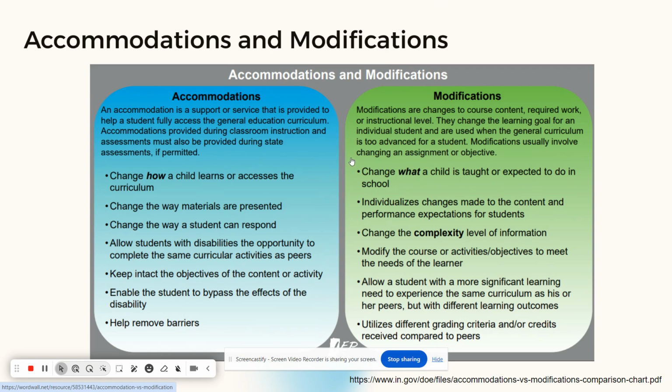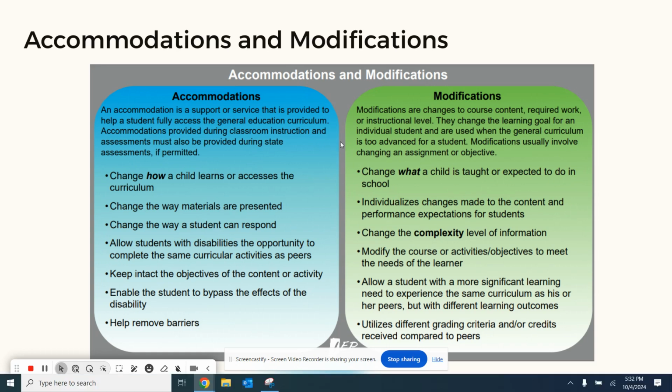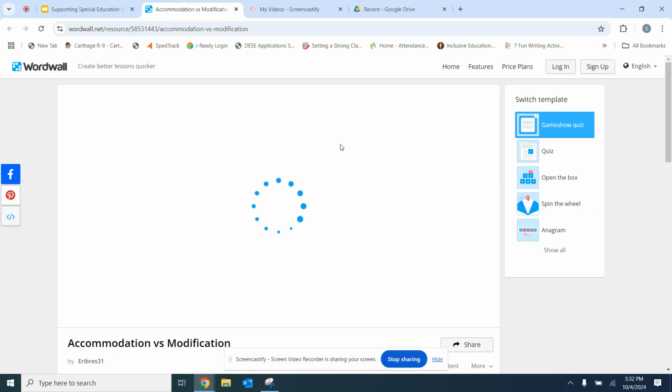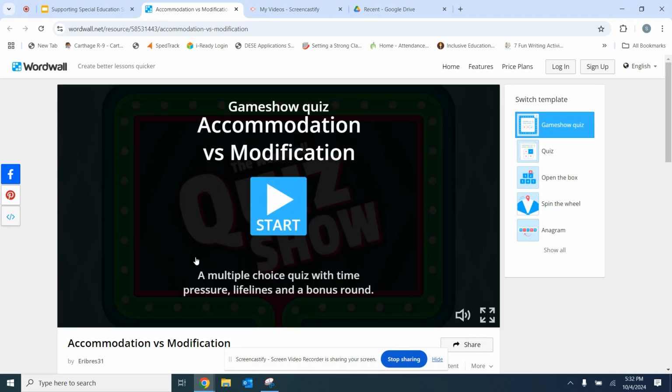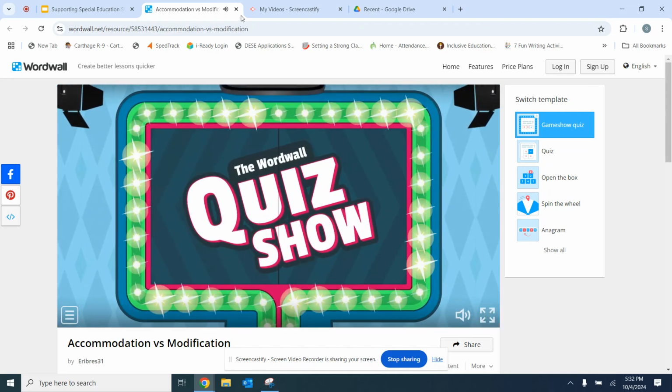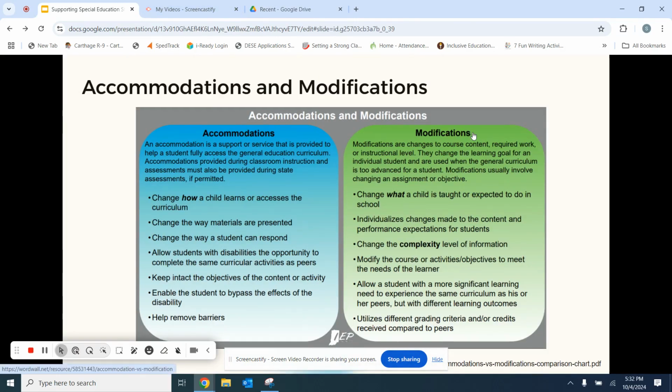I don't know if I'm going to send your teacher some links to put this in, but I think you have access to the slide, or you should at least. If you go ahead and click on this right now, you are going to get access to a little accommodations modifications quiz, just a little bit of fun in a game show style. Test yourself. Can you recognize the difference between an accommodation and a modification? I must say I spent a nice 10 minutes or so out of my day the other day being very distracted by that game show, so enjoy.